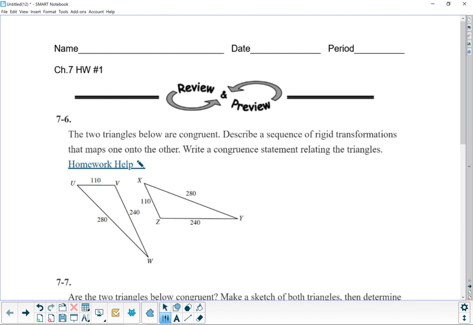The best way to do this is to get one on top of the other, and you can use patty paper if you have it. When you write your triangle name, it should match up. My drawing's kind of ugly, but that's that. This is U, V, and W.